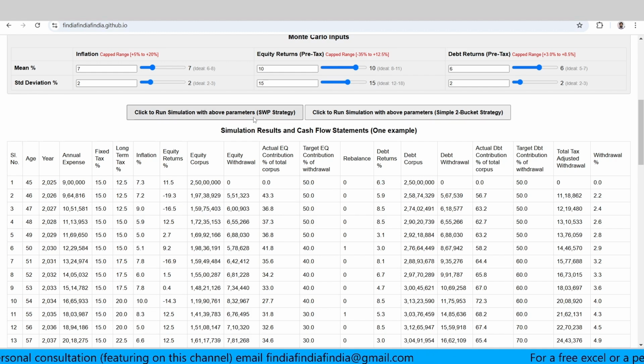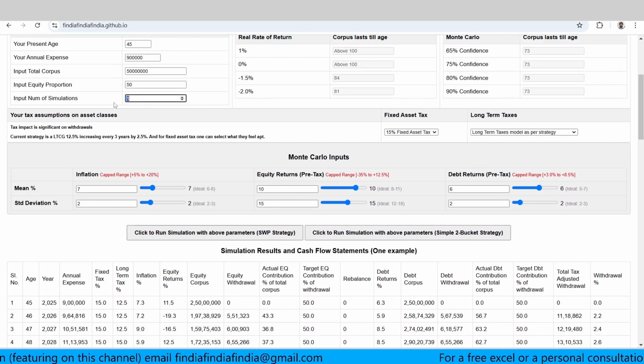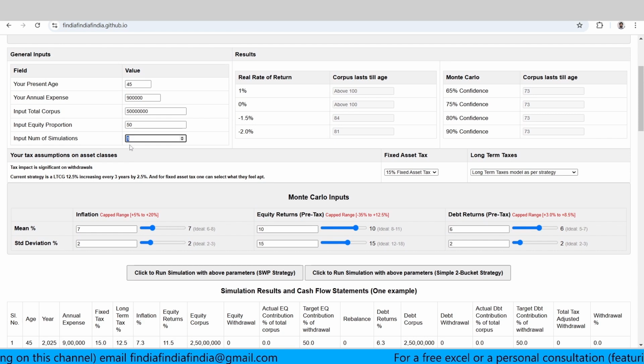This is the SWP strategy, and since this is one simulation, you can generally run it for 500 cycles. When you run 500 cycles, you will see at what age, at what confidence, we are getting results. For example, I would recommend that you consider 75% or 80% confidence when running an SWP strategy. Now, coming to the crux of this video.